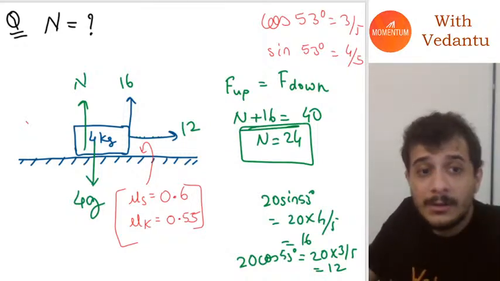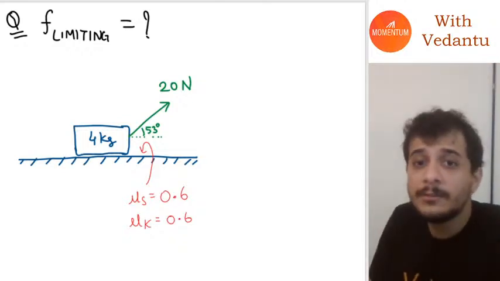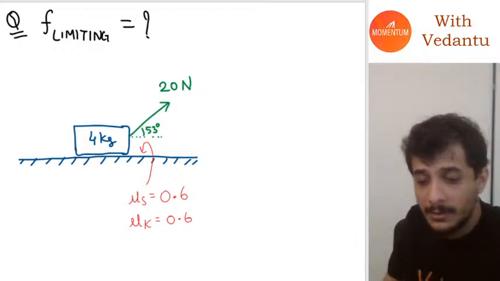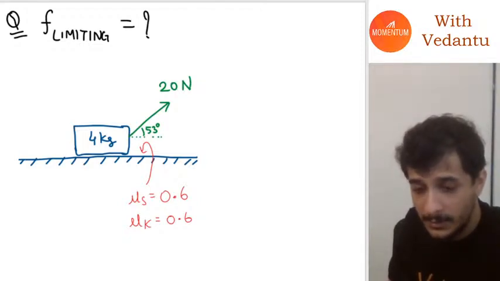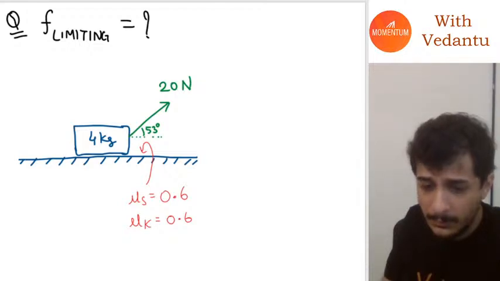Now that you have understood this part, let's do the next question. Find the limiting value of static friction. Can you tell me what will be the limiting value of static friction? What will it be?